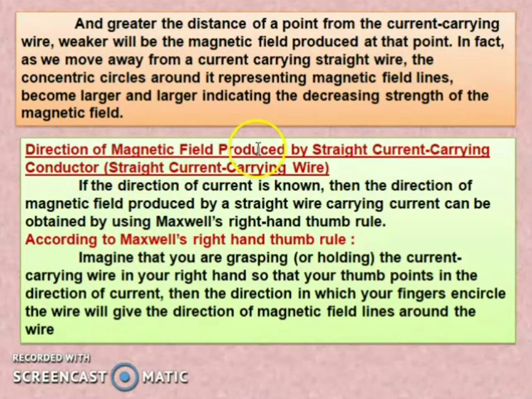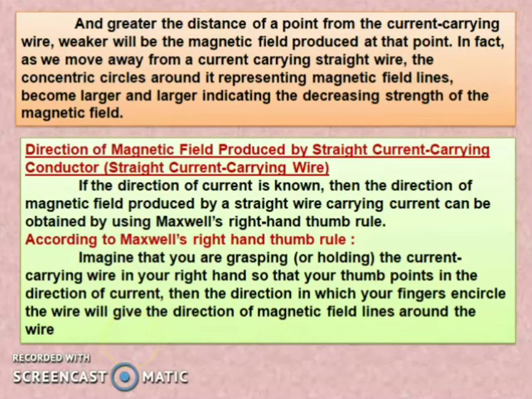Next, the direction of the magnetic field produced by a straight current carrying conductor. If the direction of the current is known, then the direction of the magnetic field produced by the straight wire carrying current can be obtained by using Maxwell's right-hand thumb rule. According to the rule, imagine that you are grasping or holding the current carrying wire in your right hand, so that your thumb points in the direction of the current. Then the direction in which your fingers encircle the wire gives the direction of the magnetic field lines around the wire.